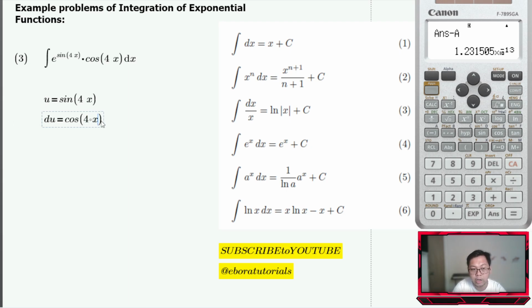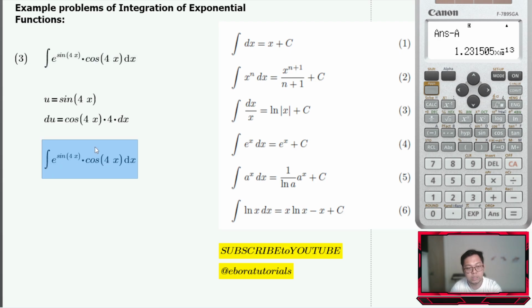So, since 4x yan, ano yung derivative ng 4x? We also need to multiply this one with the derivative of the yung term inside the trigonometric function. Derivative of 4x is 4. And then multiply na natin by dx. Okay, so I hope okay tayo dito, ha? Sige, let's proceed with the substitution.